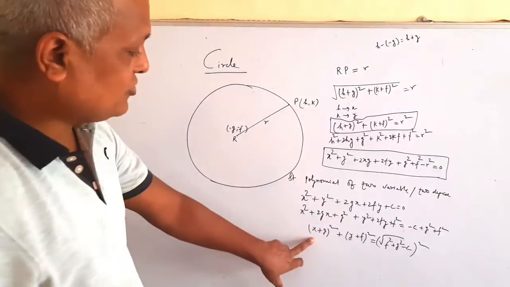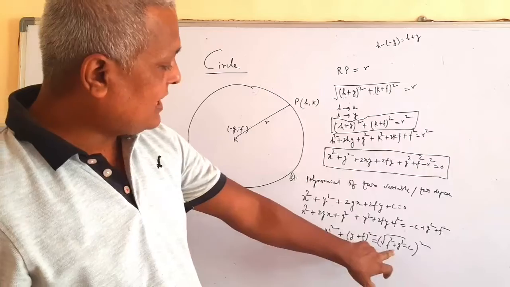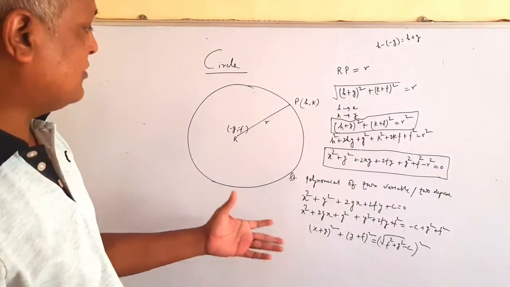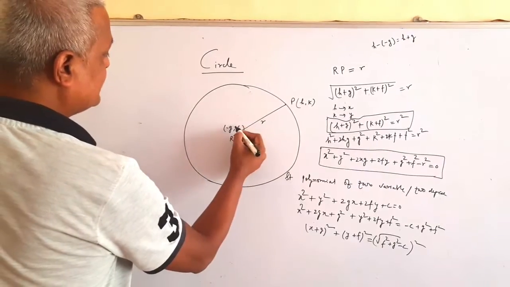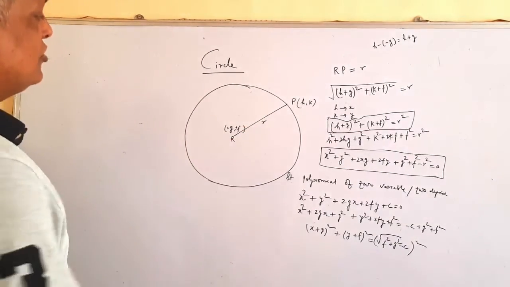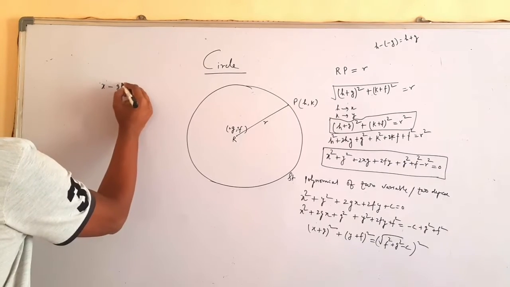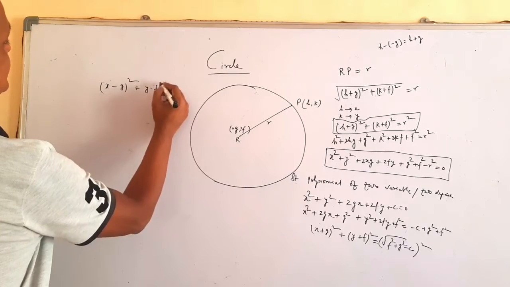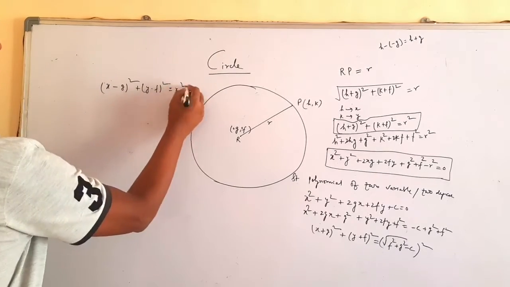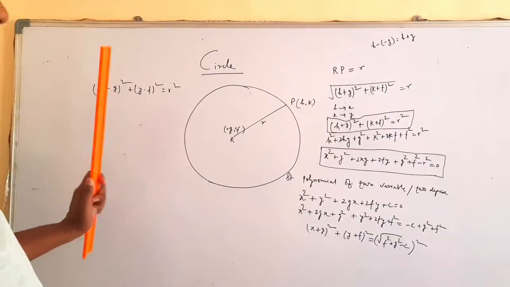Here you see that we have (x plus g) whole square plus (y plus f) whole square. But you know the distance formula: if I just change this minus and plus, my equation will become something like (x minus g) whole square plus (y minus f) whole square equal to r square. So this equation also I would like to write in this form.